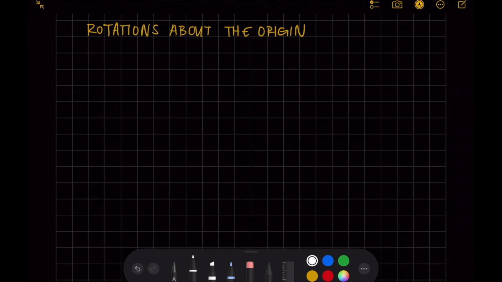In this video, we'll be talking about rotations, specifically rotations about the origin. If you're curious about rotations about a fixed point, I'll go ahead and link those videos either in the cards or in the description down below so you can watch those. Let's begin with some rotation rules for the most common rotations.